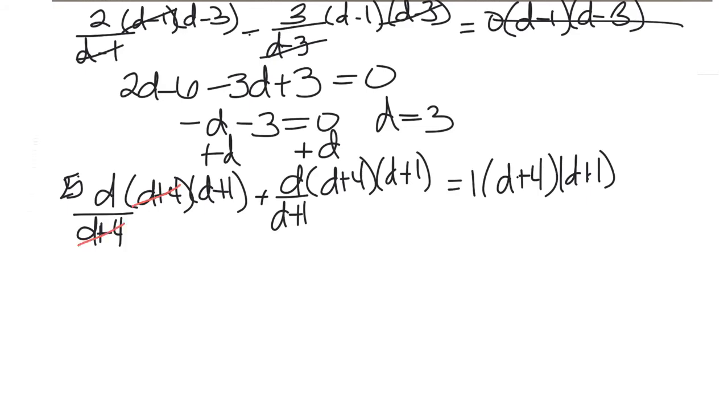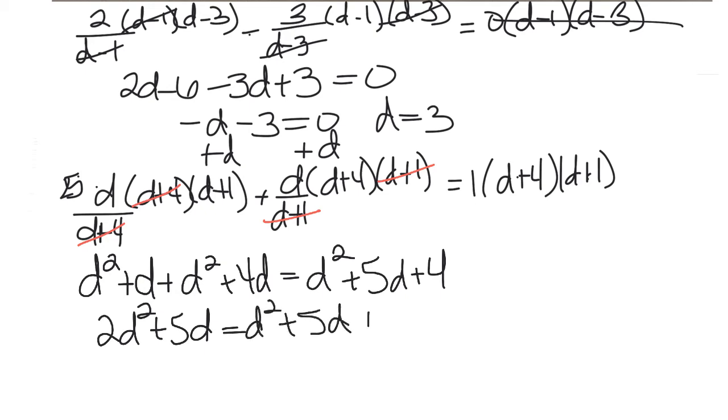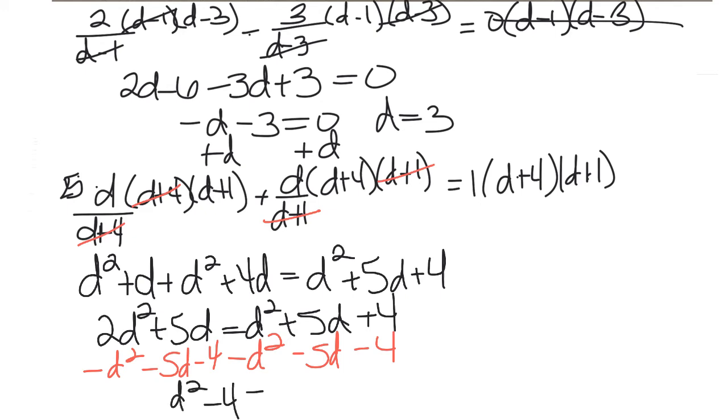Let's move it up. So the d plus 4's divide out, this d plus 1 divides out. And I get d squared plus d, that's d times d plus 1, plus d squared plus 4d equals d squared plus 5d plus 4. You have to FOIL that out. So we have d squared plus d squared, 2d squared, plus 5d on this side, equals d squared plus 5d plus 4. We're going to get everything on one side, so we're going to minus 4, minus 5d, and minus d squared. And I end up with d squared minus 4 equals 0.